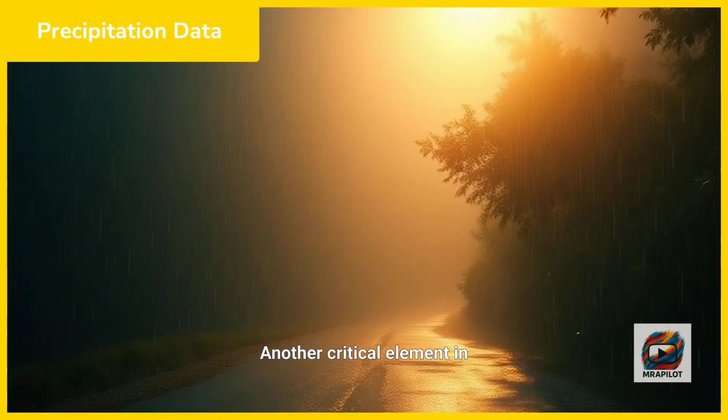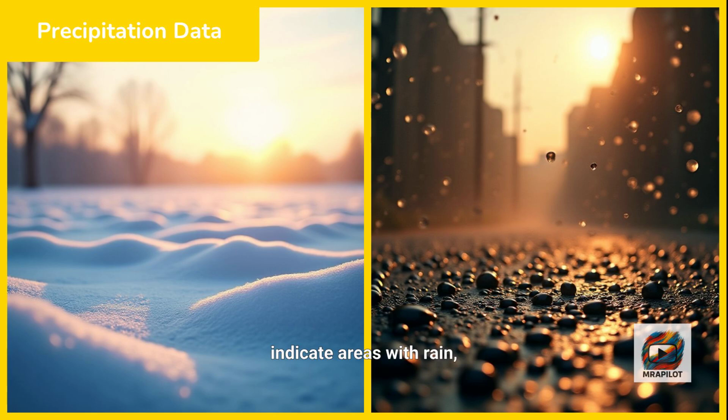Another critical element in these charts is precipitation. The chart will indicate areas with rain, snow, or hail at low altitudes. Understanding the precipitation data is crucial for pilots, especially when flying in storm-prone areas or during seasonal weather changes. Heavy rain showers or hailstorms can drastically reduce visibility and aircraft performance, so avoiding these regions is a top priority.